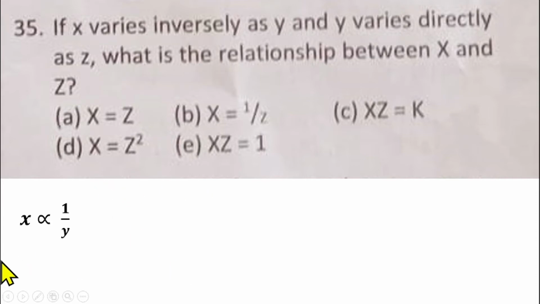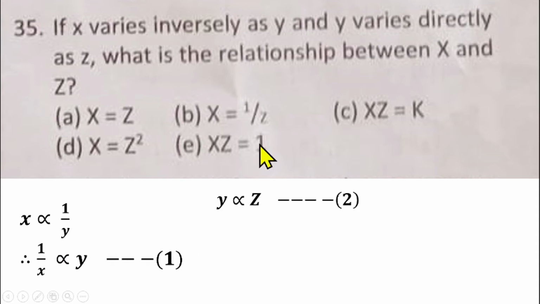So x varies inversely as y, that is the first statement. Then y varies directly as z. From this we can simplify it. If x varies as 1 over y, that means we can also invert this. That gives us 1 over x varies as y. So we can call that equation 1.